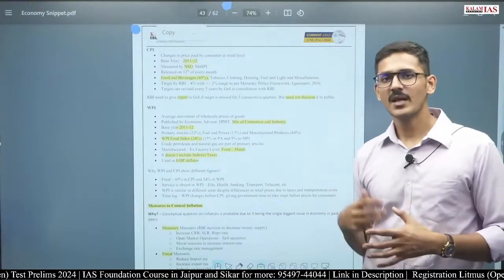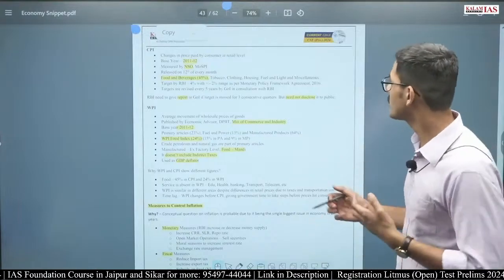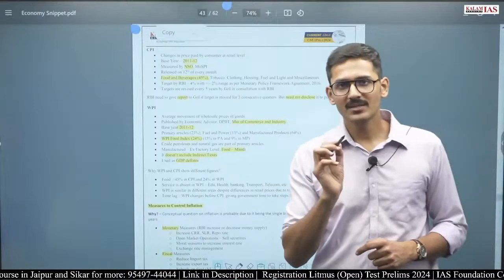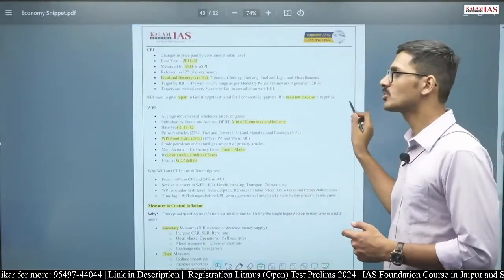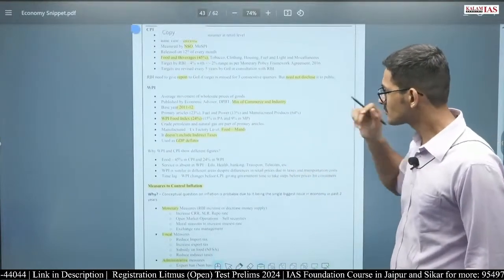Now recently RBI submitted the report and people asked what was there in the report. So Government of India said that RBI needs to submit the report but there is no requirement to make it public. So no need to disclose it to the public. This is an important news that you should know.